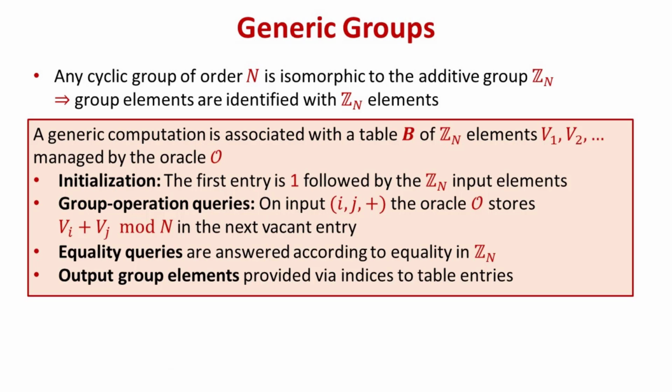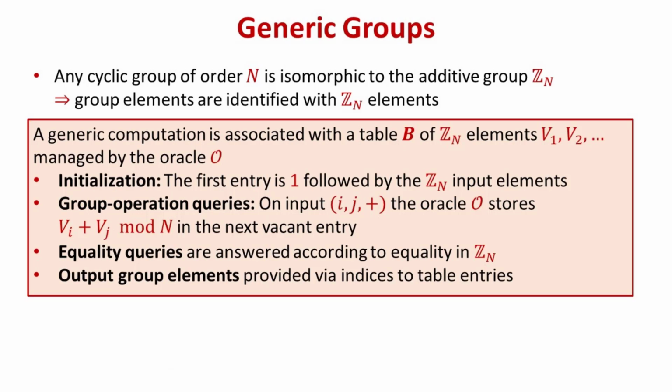A generic algorithm can then issue two types of queries to the oracle: group operation queries and equality queries. To issue a query, an algorithm specifies the indices in the table of the two elements that it wishes to compare, or to which it wants to apply the group operation, and the type of operation, plus or minus. In response to a group operation query, the oracle adds or subtracts the two corresponding elements in the table and places the result in the next vacant entry. In response to an equality query, the oracle compares the two Zn elements from the table and answers accordingly.